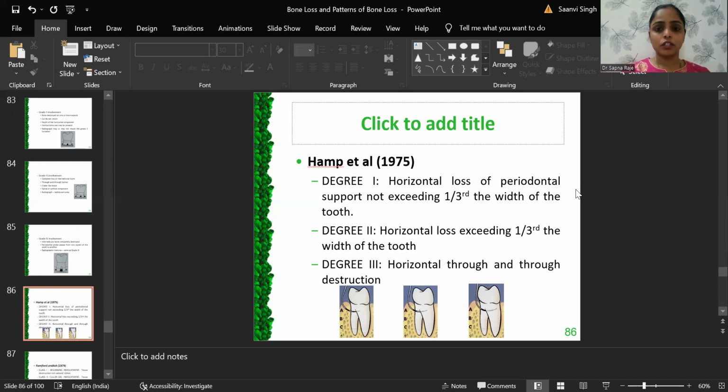Hamp et al.: Degree 1, horizontal loss of periodontal support not exceeding 1/3 the width of the tooth. Degree 2, horizontal loss exceeding 1/3 the width of the tooth. Degree 3, horizontal through-and-through destruction.